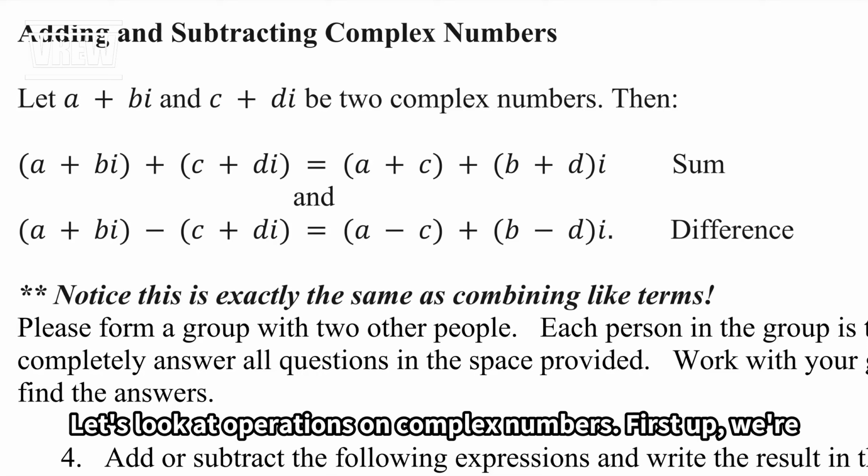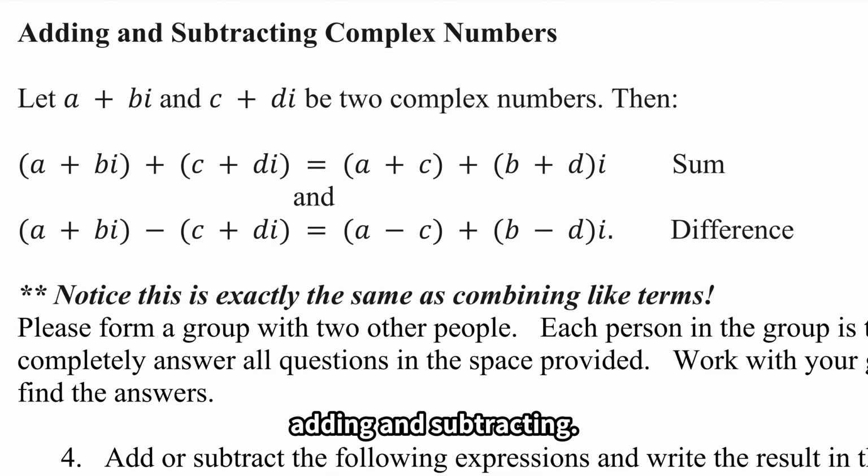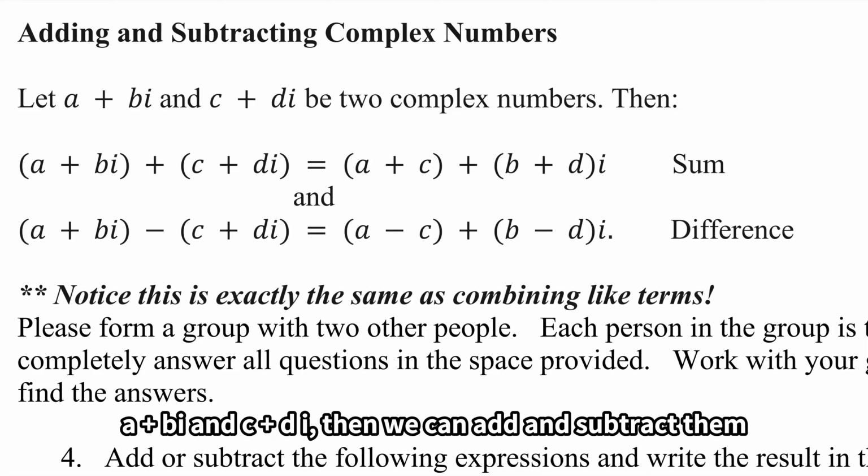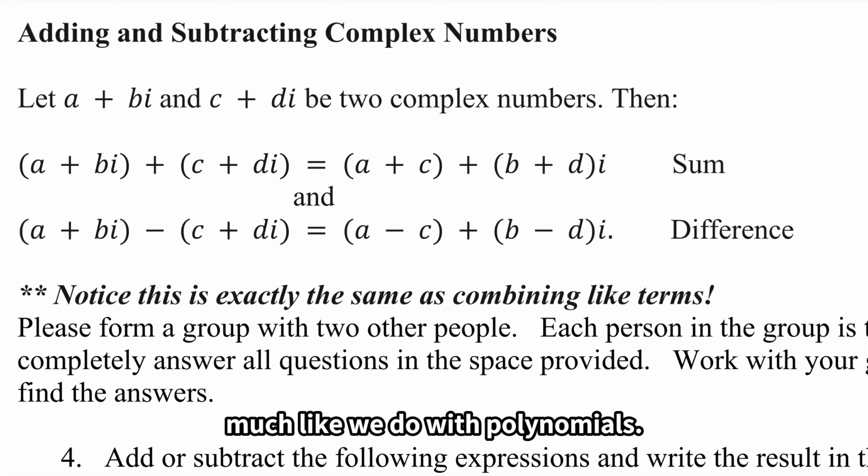Let's look at operations on complex numbers. First up are adding and subtracting. If we have two complex numbers, a plus bi and c plus di, then we can add them and subtract them, much like we do with polynomials.